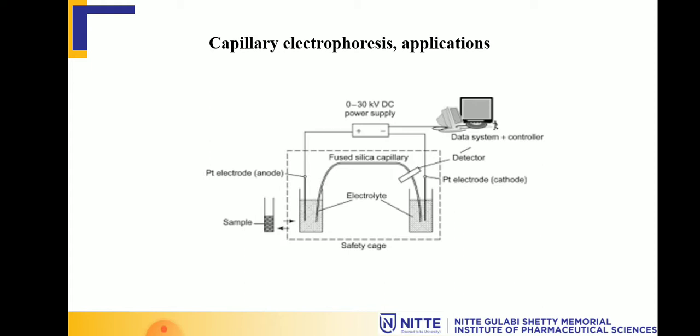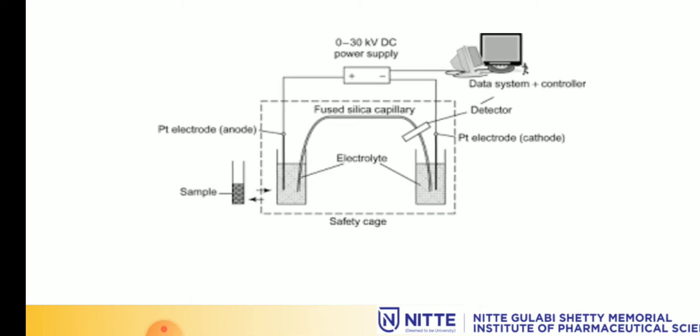The remaining electrophoresis, if we look, is capillary electrophoresis. The name itself indicates that the electrophoresis is carried out in a capillary. When you look at the diagram here, you can see there is a capillary, and in that capillary I have shown that it is fused with silica over the capillary, so that the migration of the ions happens in a proper way. Then we will discuss the procedure.